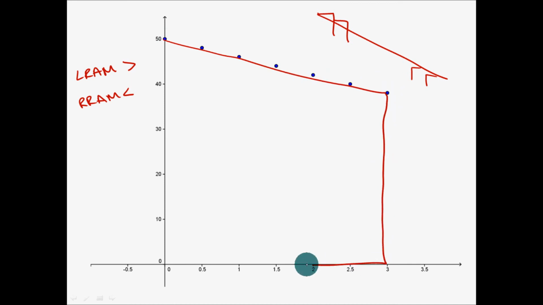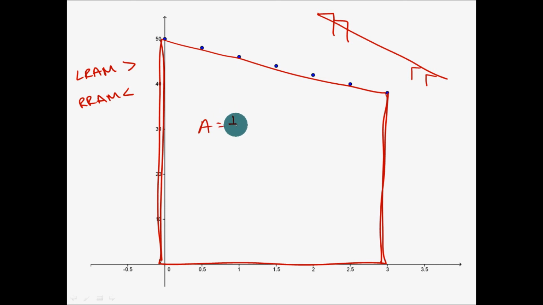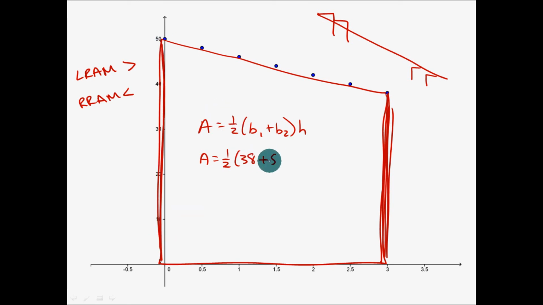All right, the shape we have here is a trapezoid, right? We have an upper base and a lower base. And remember, the area of a trapezoid is 1/2 base 1 plus base 2 times the height. Okay, so base 1, how long is this line? It is 38 units. And then base 2 is 50, and its height is 3.